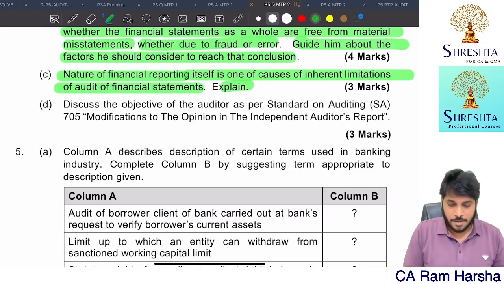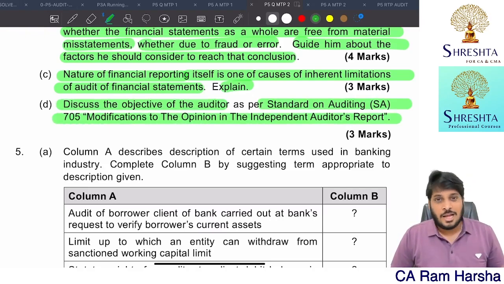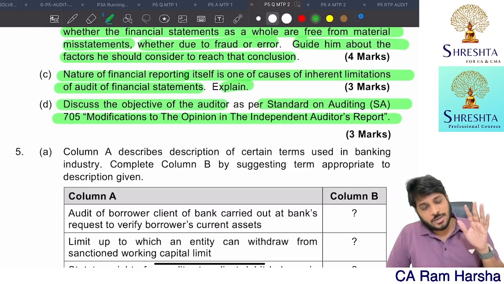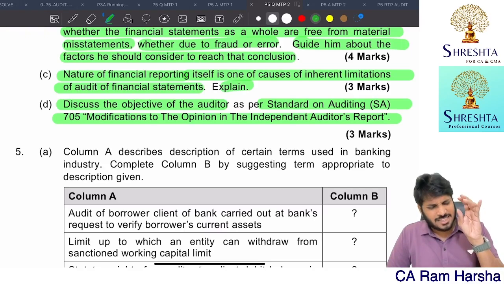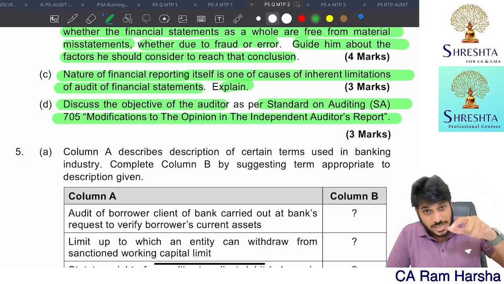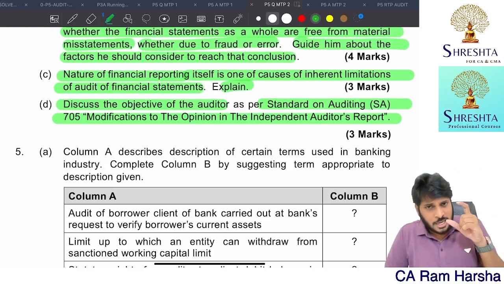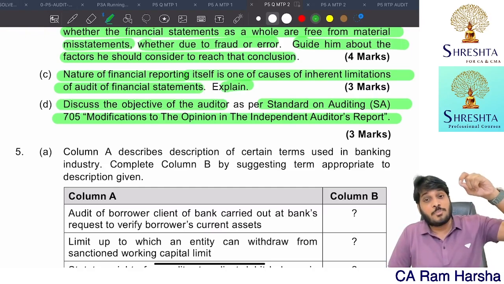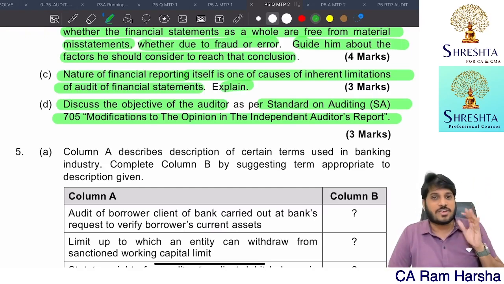It's very simple. Discuss the objective of the auditor as per 705. SA 705, modifications to the opinion in the independent auditor's report. The objective of the auditor is to give an appropriate modified opinion if the auditor has identified any material misstatements in the financial statements based on sufficient appropriate evidence, or if the auditor is unable to obtain sufficient appropriate evidence to say the financial statements are free from material misstatement. So in these two cases, the auditor has to give an appropriate modified opinion. That is what SA 705 exactly deals with. That's it.